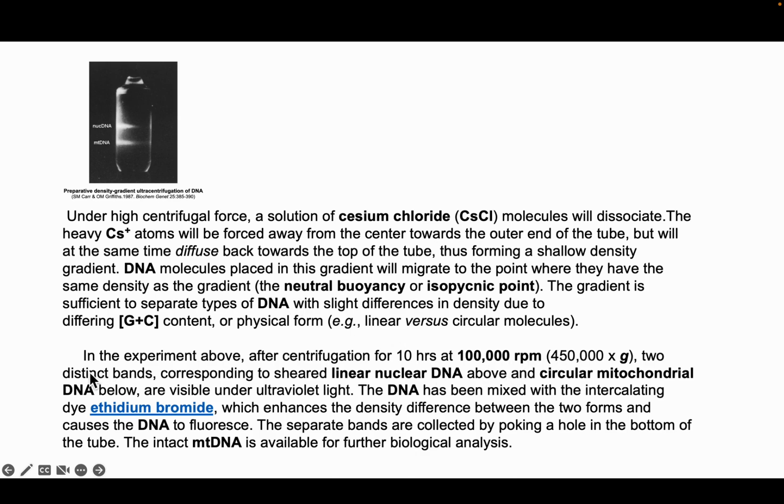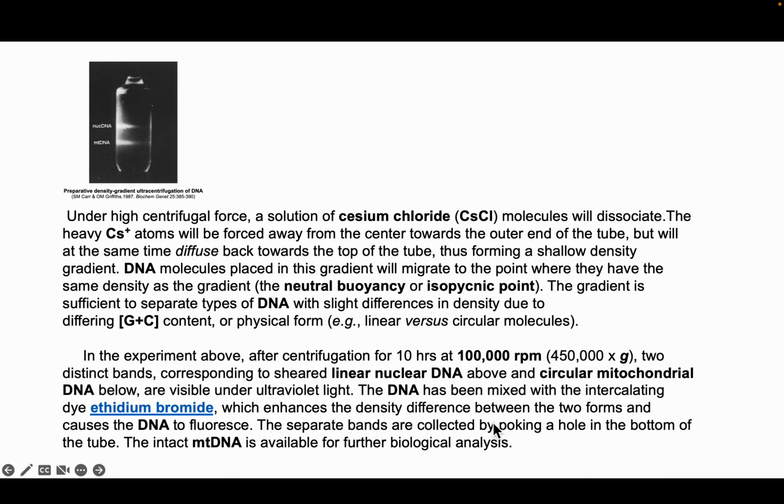1 lakh rpm, two distinct bands corresponding to sheared linear nuclear DNA above and circular mitochondrial DNA below are visible under ultraviolet light. The DNA has been mixed with the intercalating ethidium bromide, which enhances the density difference between the two forms and causes the DNA to fluoresce.